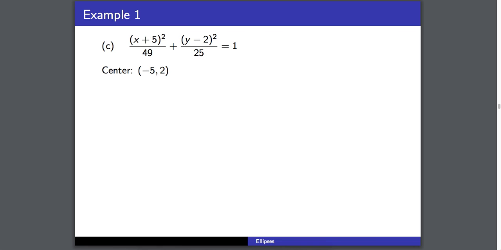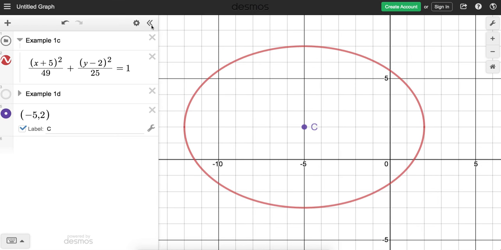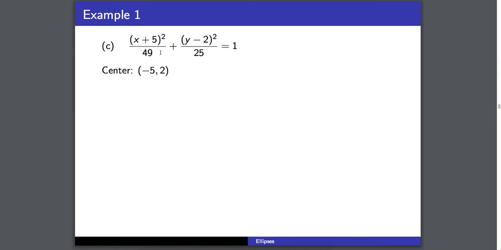And for the vertices, notice that the larger denominator, 49, is below the x. So because our bigger denominator is below the x, that means our ellipse is going to be wider than it is tall. So in this case, we have a² = 49. I fixed the typos. And that's going to give us a = ±7.